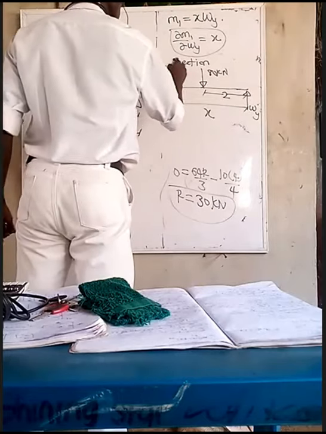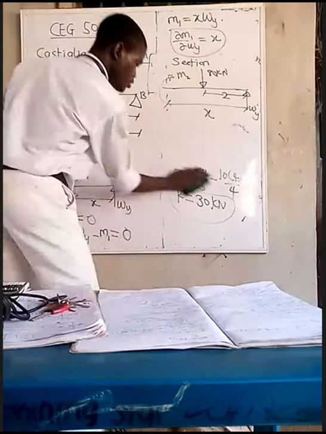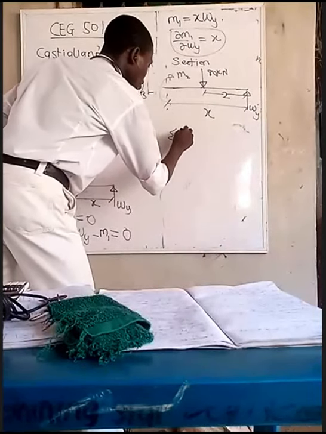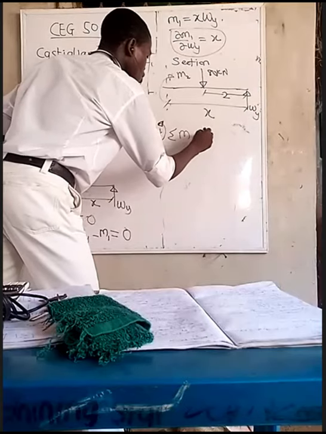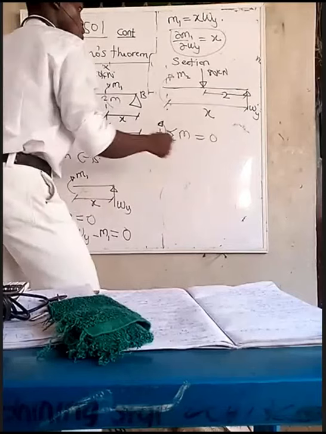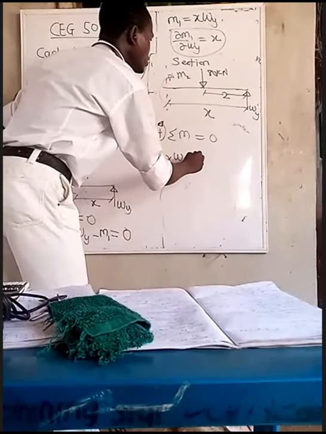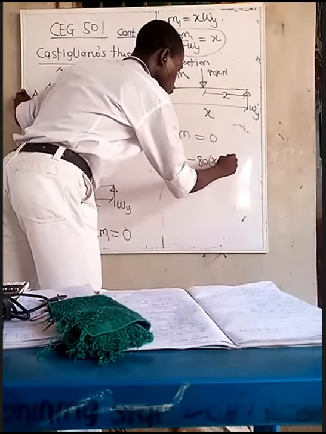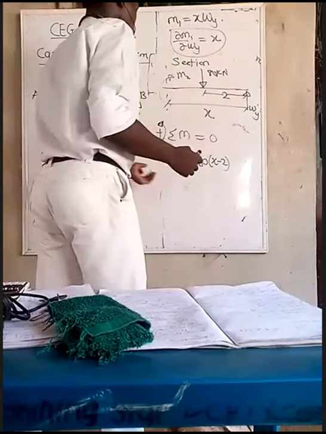So we find the moment M2. We are taking anti-clockwise to be positive. So that means summation M is equal to zero. So that means FWY minus AT times X minus U. Are you following? Then this is what clockwise minus M2.